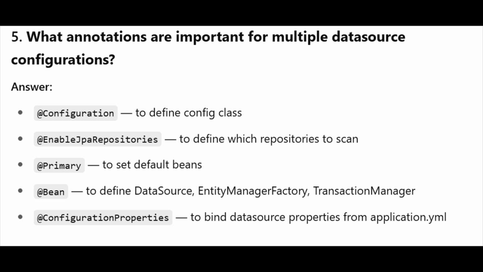5. What annotations are important for multiple data source configurations? Answer. @Configuration to define the config class, @EnableJpaRepositories to define which repositories to scan, @Primary to set default beans, @Bean to define DataSource, EntityManagerFactory, TransactionManager, @ConfigurationProperties to bind data source properties from application.yml.